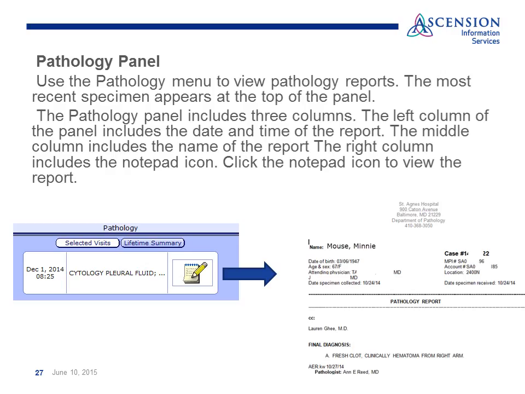The pathology panel. Use the pathology menu to view pathology reports. The most recent specimen appears at the top of the panel. The pathology panel includes 3 columns. The left column of the panel includes date and time of the report, the middle column includes the name of the report, and the right-hand column includes the notepad icon. Click the notepad icon to view the report.